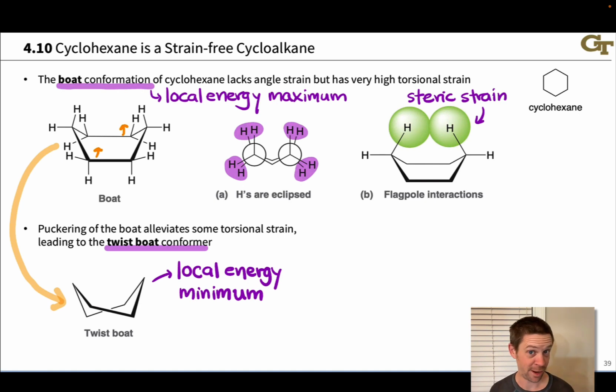So not as low in energy as the chair form itself, but it's on the way to the chair form. There's one more barrier for the twist boat to get over. That's known as the half chair. And once we surmount that half chair, we are at the other chair form of cyclohexane.